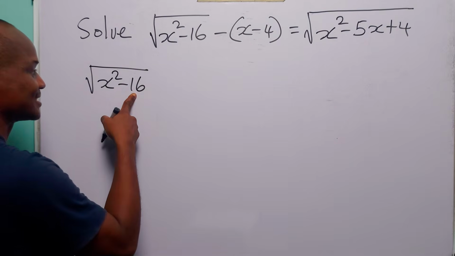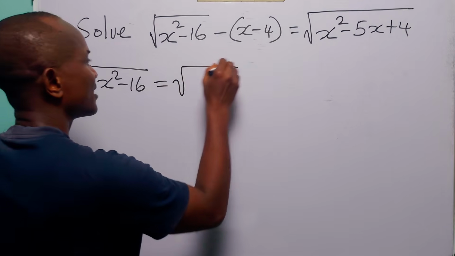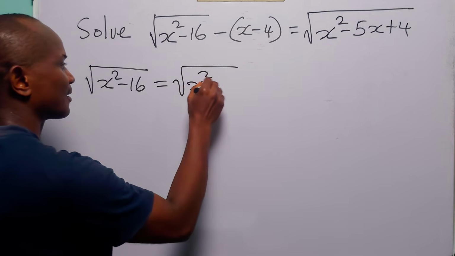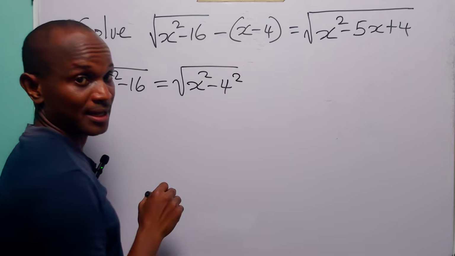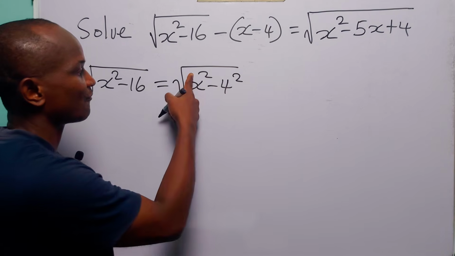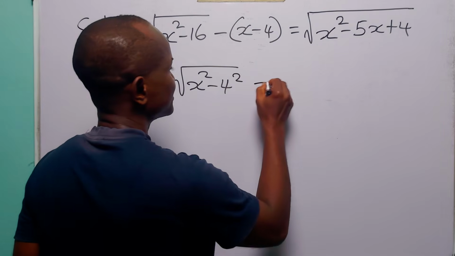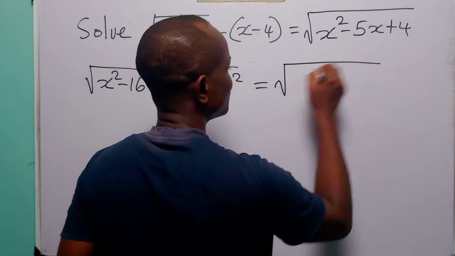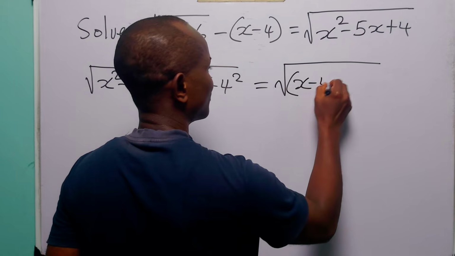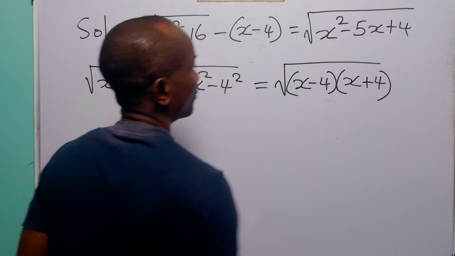Now remember that 16 is 4 squared. So we can write this as the square root of x squared minus 4 squared. Now, it is very easy to see the difference of two squares. And of course, you know how we factorize this. This is the same as the square root of x minus 4 times x plus 4.